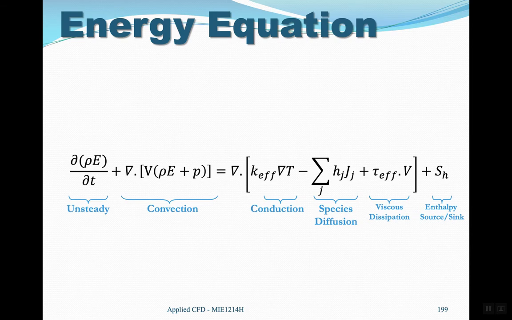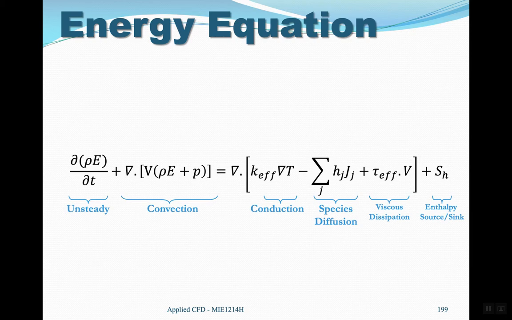This is the general energy equation that we have, and again, I don't want you to memorize this equation. What I want you to know is the different terms inside it. You have the unsteady term, which solves for temperature as a function of time. You have convection and conduction, which are 2 different types of heat transfer, and we will discuss them shortly. Then you have species diffusion, which is the transfer of heat due to diffusion of one liquid into another.